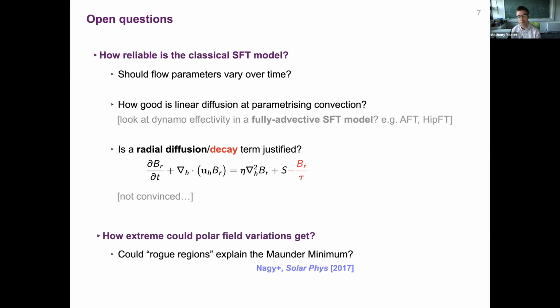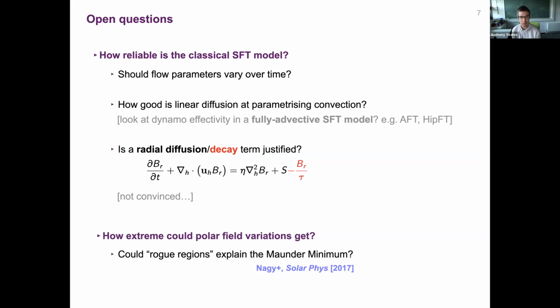And I think it would be really interesting to try a similar study in one of these fully advective flux transport models, something like Lisa's AFT model or the HIP-FT model that Predictive Science have been using, and see whether that changes the answers to this question. And then there's also this long-standing debate of whether you need a radial decay term or diffusion in to really model what's happening at the poles. Is flux being lost there through three-dimensional processes, if you like, that you're not going to capture in one of these surface models?